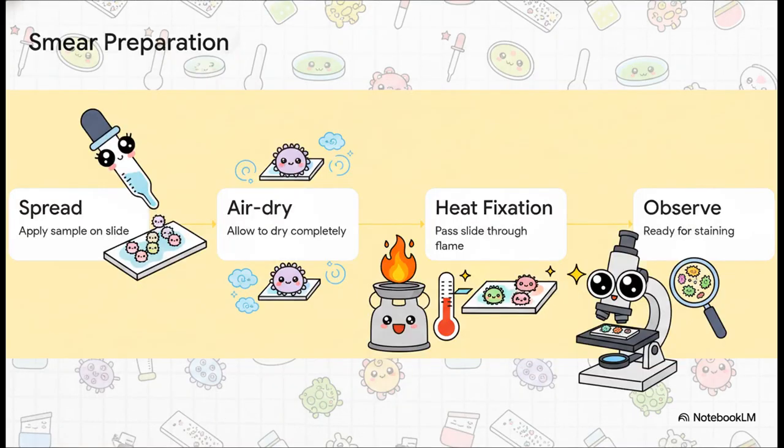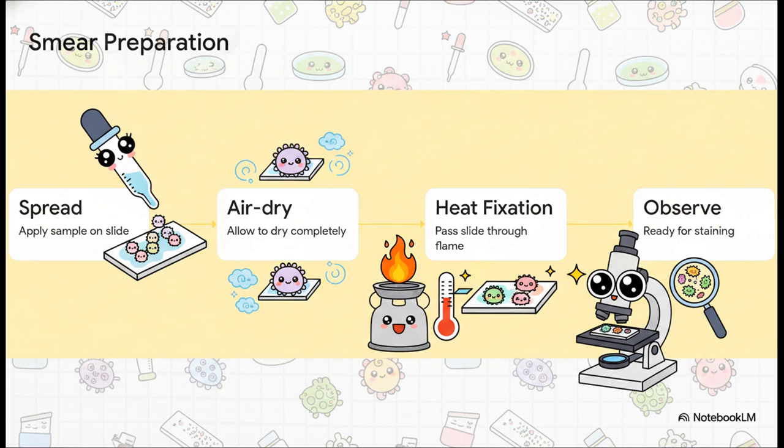Once you have your sample, the procedure is very active and precise. First, you spread that minute sample onto the slide. Second, you have to let it air dry completely. Then comes step 3, which is a highly critical step, heat fixation. This is where you pass the slide through a Bunsen burner flame several times.